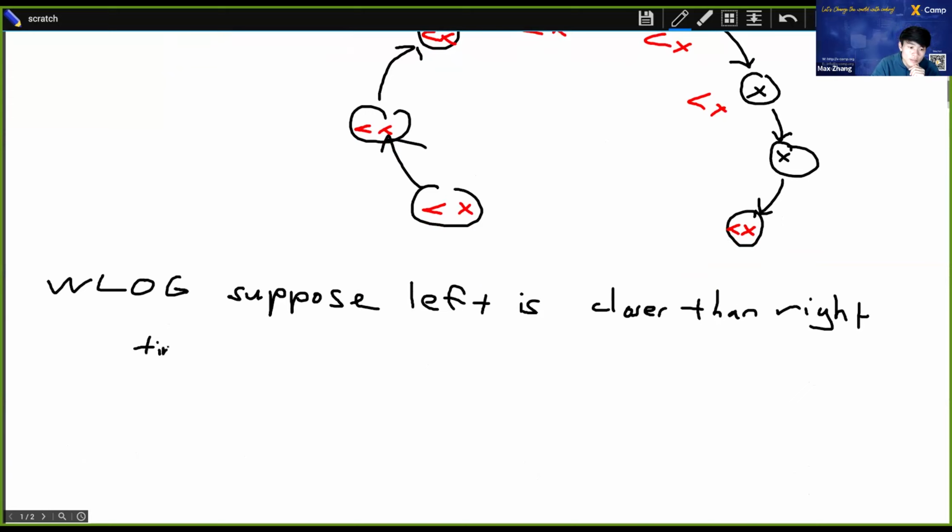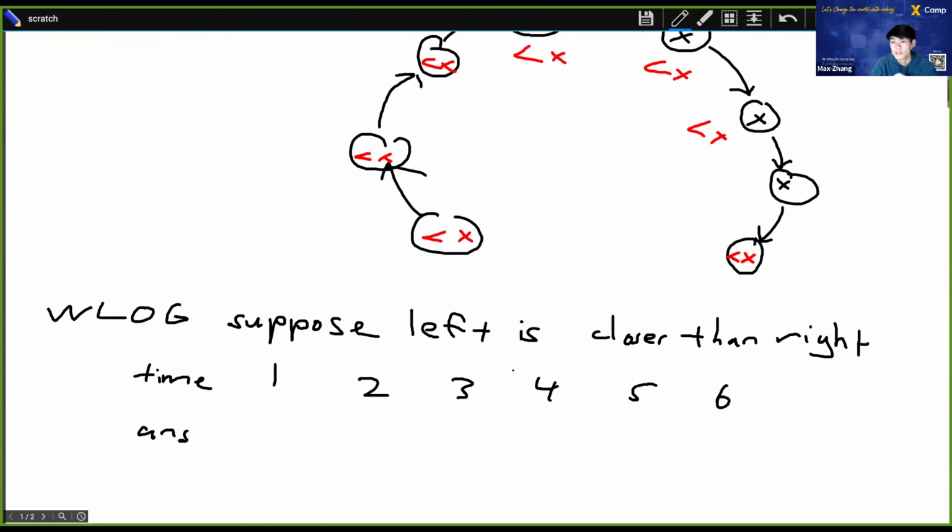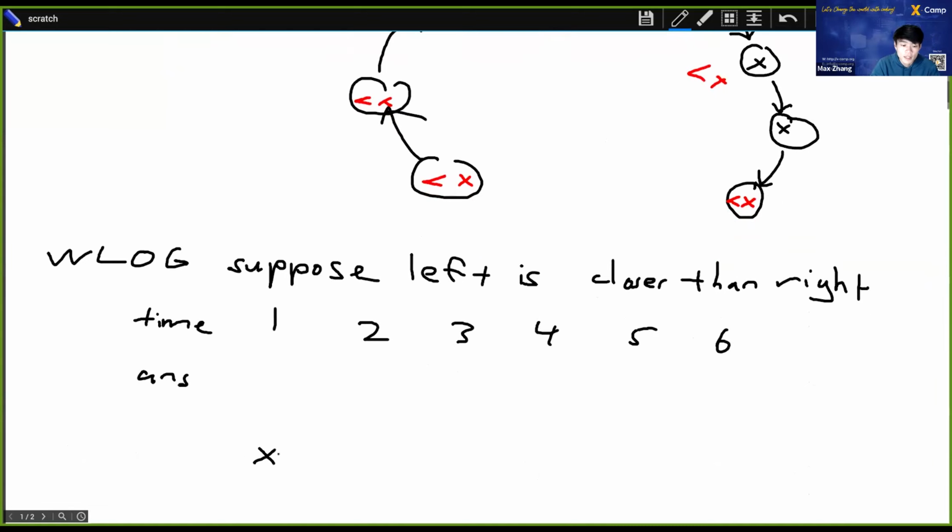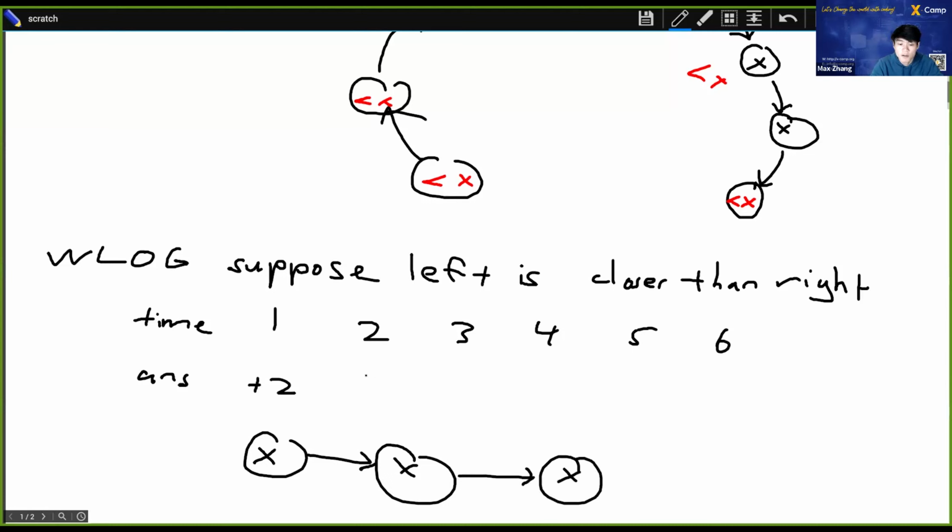So I'm going to have a time and I'm going to have the answer. So at time 1, 2, 3, 4, 5, 6, and so on. Let's look at this. We have X. What happens is at the first time step, it's going to spread to the next one. So it's going to contribute to both its own position and the position of the cow next to it, because both of these cows are going to have this value of X. So it's going to contribute +2. And the next time step, it will spread its influence again to the next cow. So it'll be +3 now. And then the next time step, it will be +4, and so on and so forth.